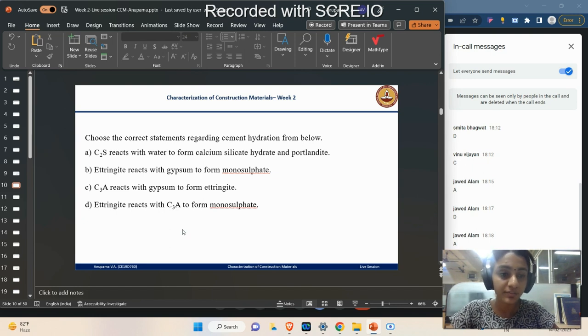Okay, let me wait for a few more seconds. That's all. Anyone else wants to comment? So this is a very basic question, right? It's about cement hydration. The first statement says that C2S plus H2O gives CSH and CH. Option B is ettringite reacts with gypsum to form monosulfate. C states C3A reacts with gypsum to form ettringite. And D states ettringite reacts with C3A to form monosulfate.